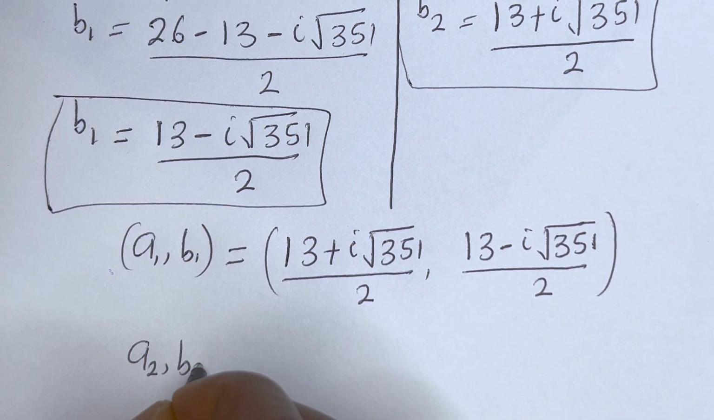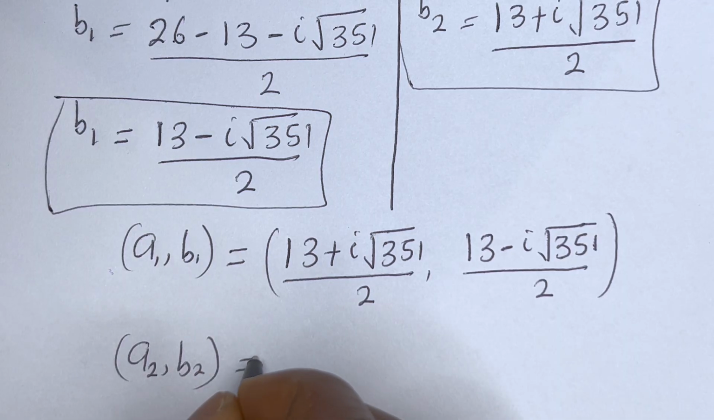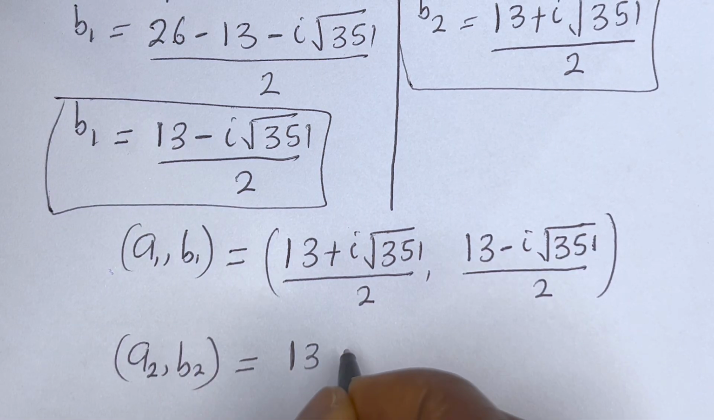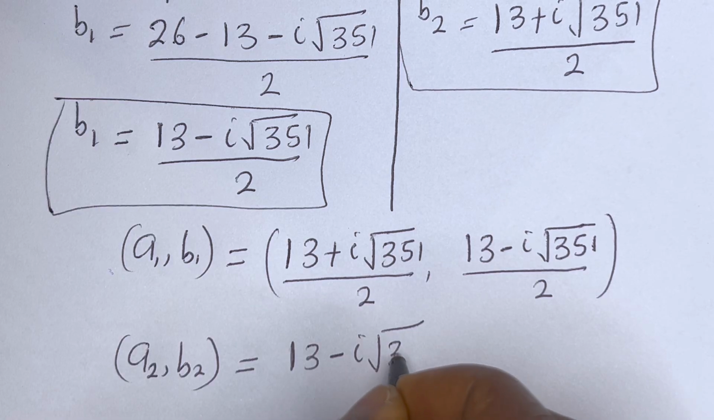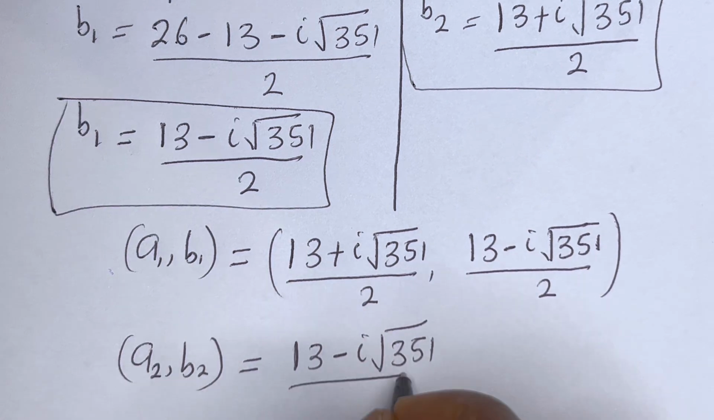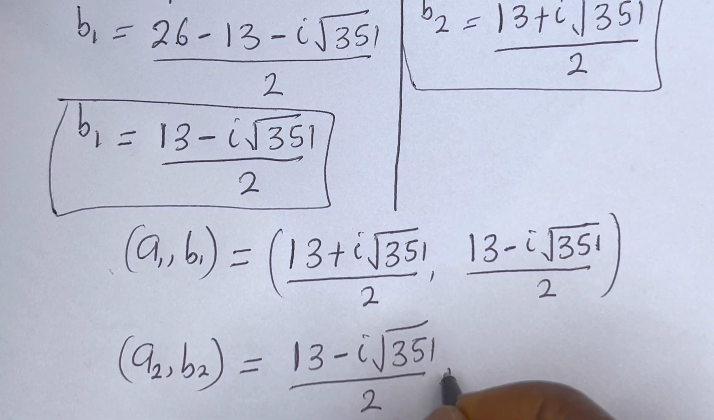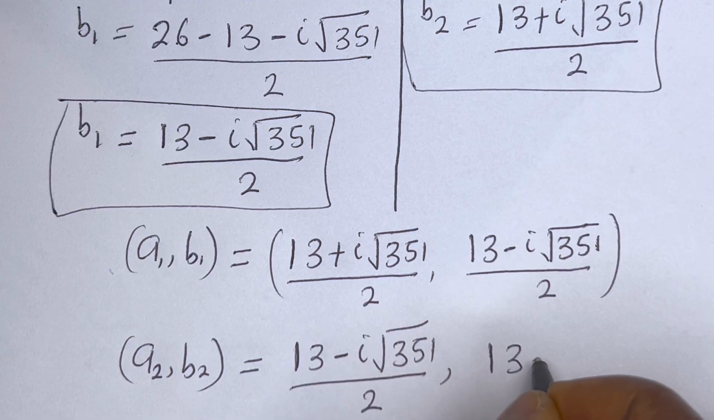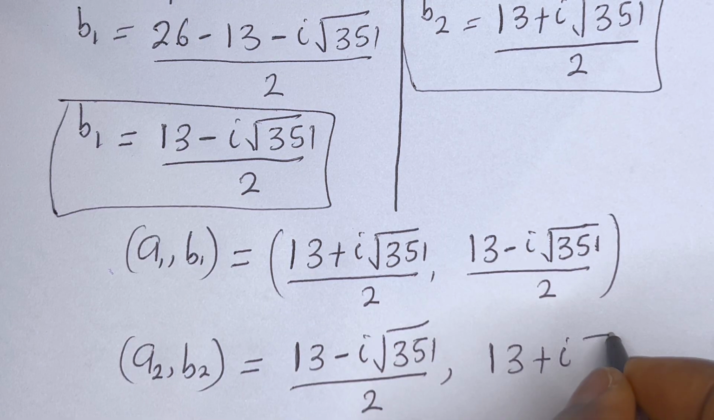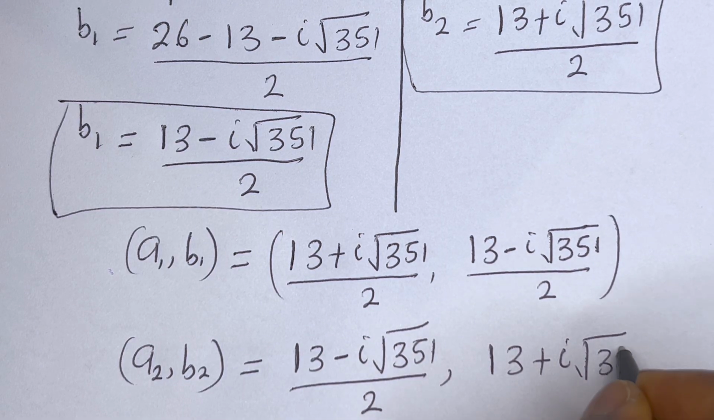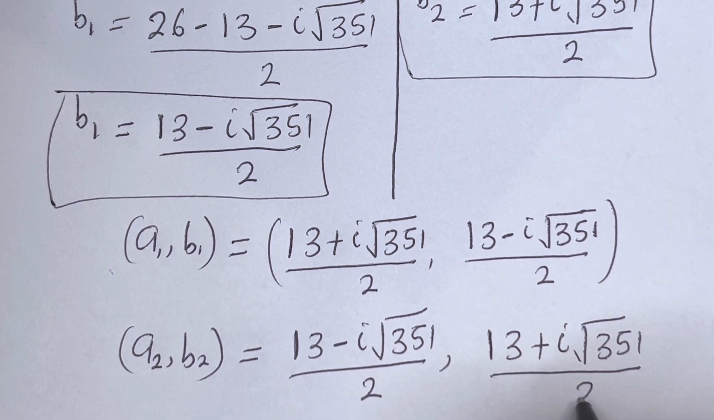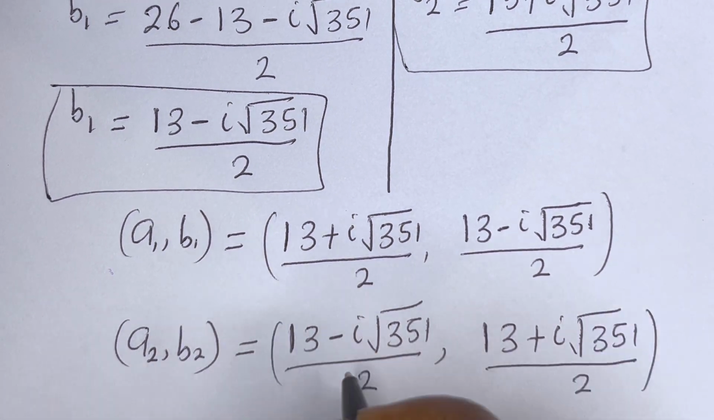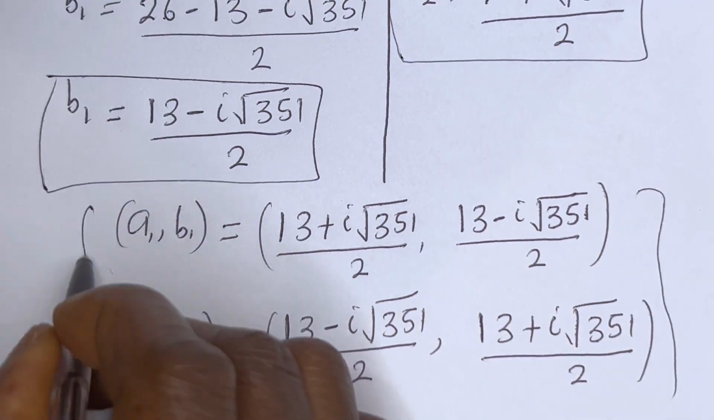A2, B2 is equal to 13 minus i square root of 351 over 2, 13 plus i square root of 351 over 2. These are the final answers.